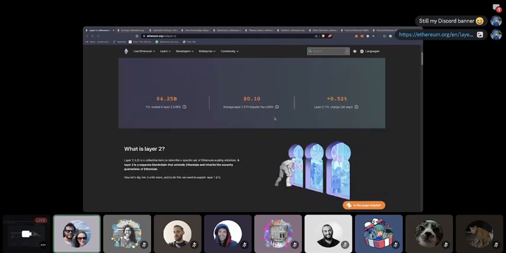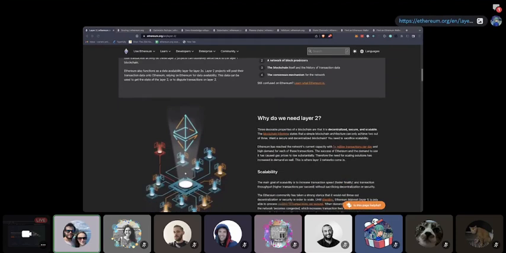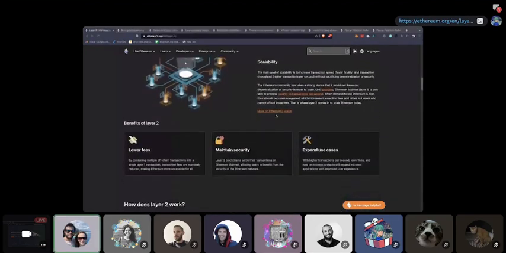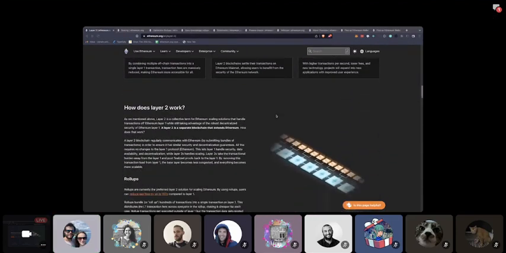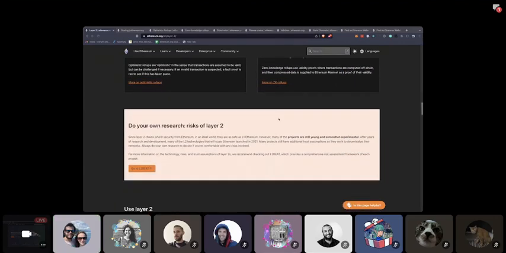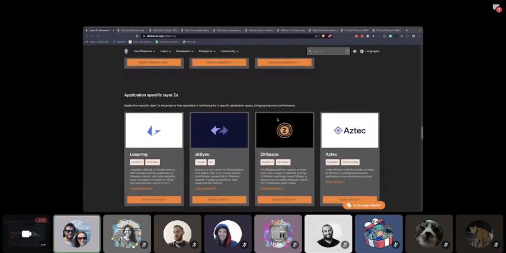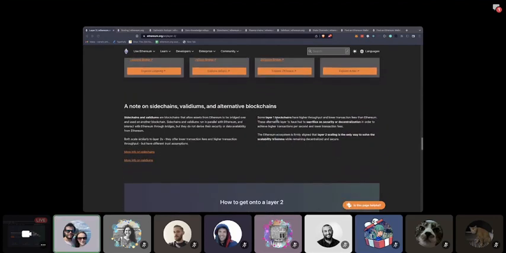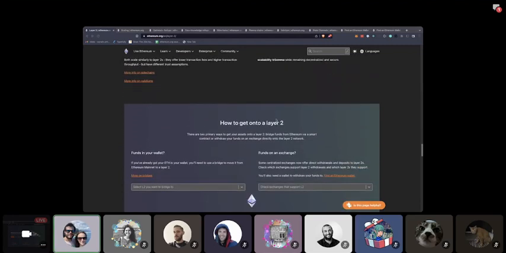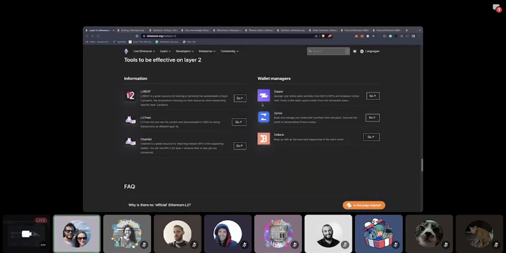And so it basically takes you from the start of, what is a layer one? Why do we need layer two? What are the benefits of this? How do layer twos work? Going into the different kinds of rollups a little bit. How to use them and onboard onto the layer two products, and the difference between layer two and a Validium slash sidechain, and some handy tools to use layer twos.